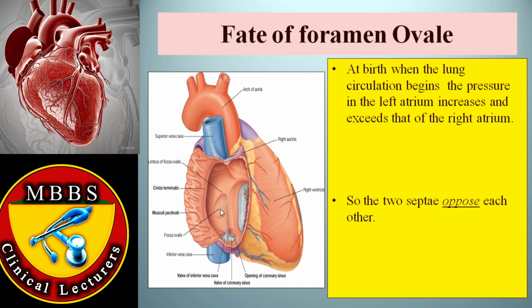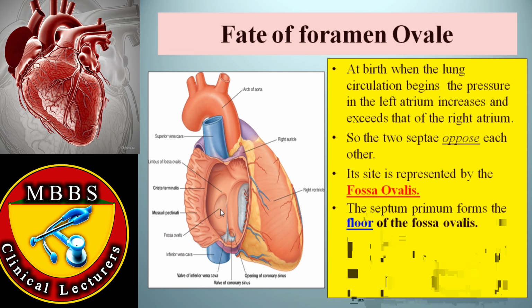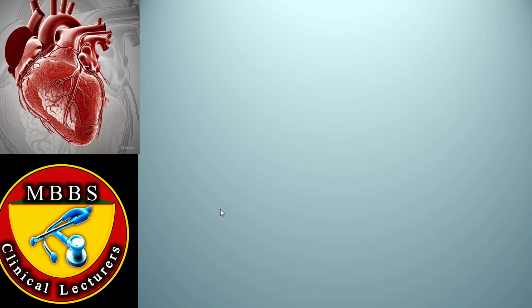So the fate of the foramen ovale: at birth the circulation starts, the pressure in the left atrium increases and it pushes the edges of the septum primum to meet with the septum secundum, and this opening closes down and is represented in the form of a fossa ovalis.